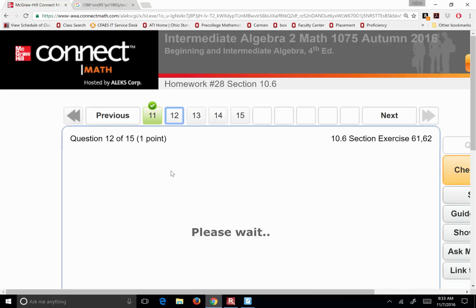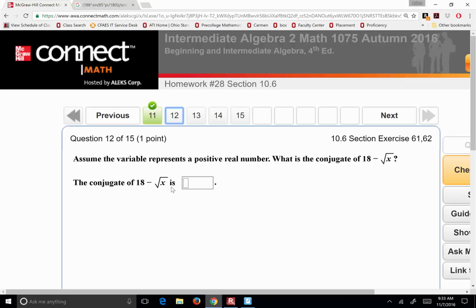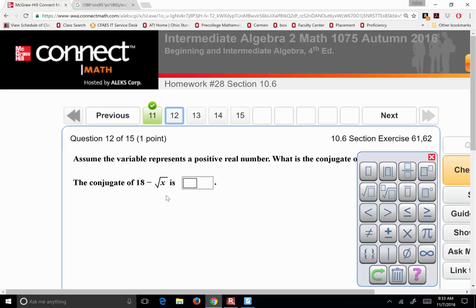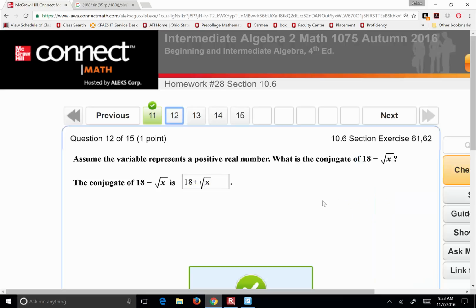What is the conjugate of 18 minus root x? Do I care? Oh, this is an x, a radical, this is a whole number. The only thing that matters is counting. Count. Do you have two terms with a plus or minus in between? Yes, so you can find its conjugate by putting a plus in between. That's it. Here's the conjugate. Okay? So 10, 11 and 12 are just 2-second questions.